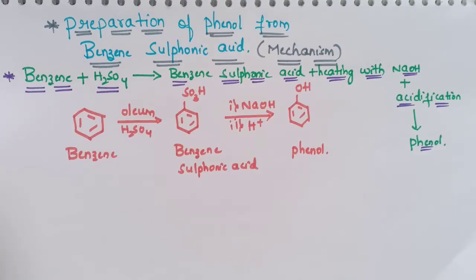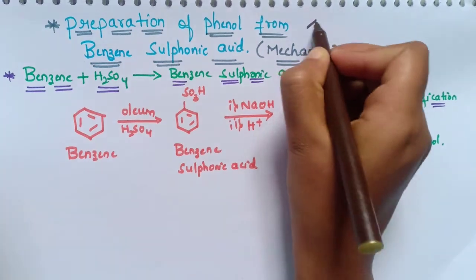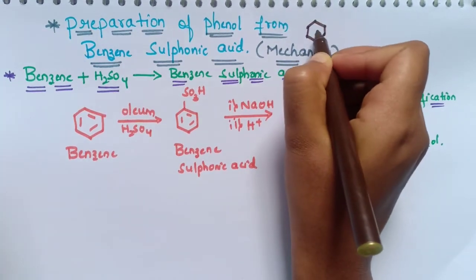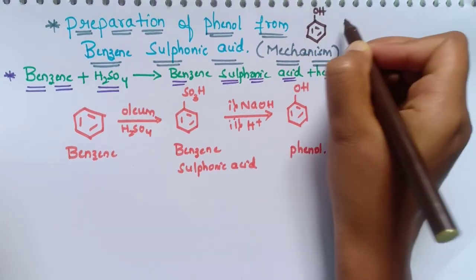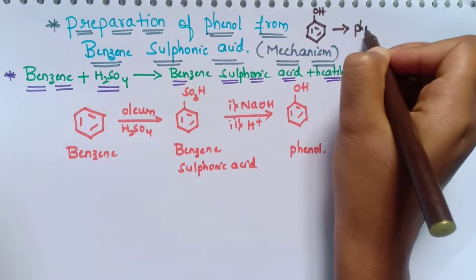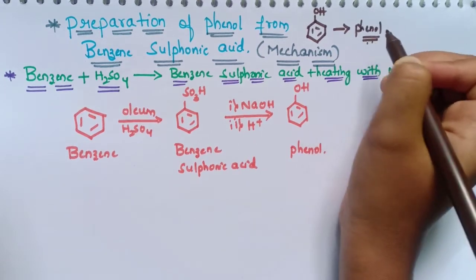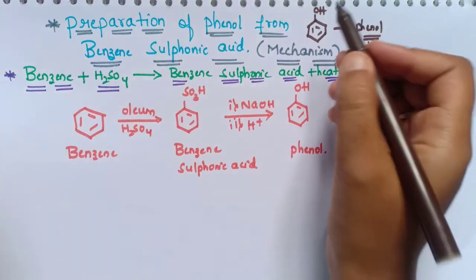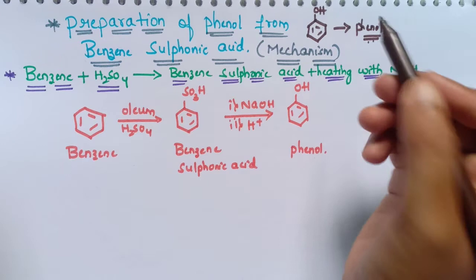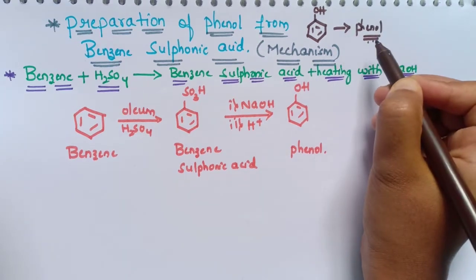In this video we are going to discuss the preparation of phenols from benzene sulfonic acid, and also we are learning the mechanism. First of all, let's see what phenols are. Phenols means just for a benzene ring, if an OH group is directly attached, it is then called phenol. We can also call phenols the aromatic hydroxy compounds, where the OH group is directly attached to the benzene ring.